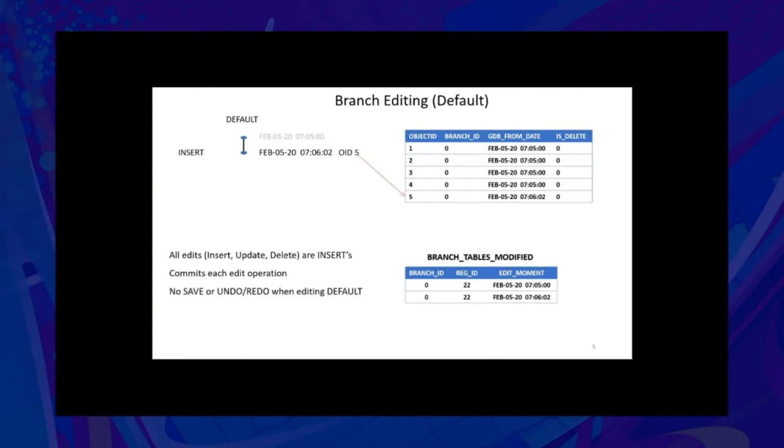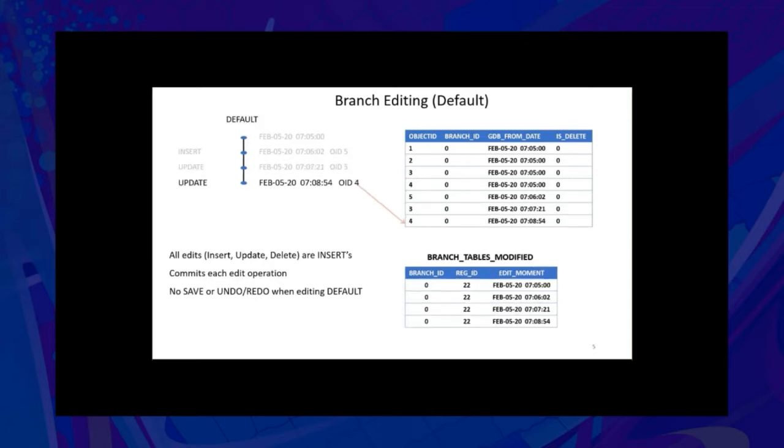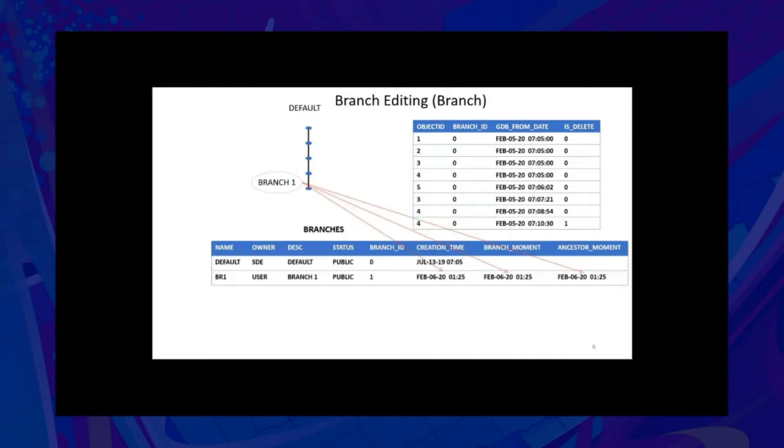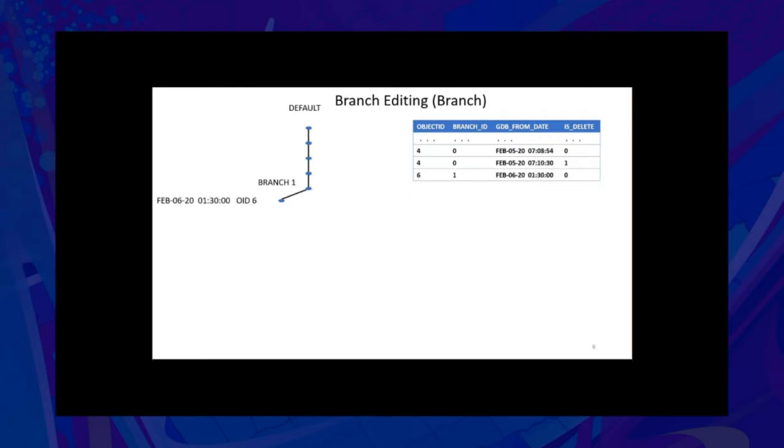When editing against default, all edits, inserts, updates, and deletes are considered inserts to the base table. In default, commits occur on every edit operation, and save and undo are not supported. In this example, 4 rows are inserted into the base and branch table at different moments. When editing against default following the creation of the branch, edits are made to the base table based on branch ID.